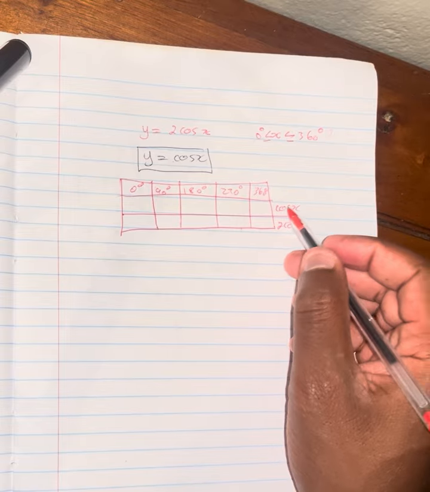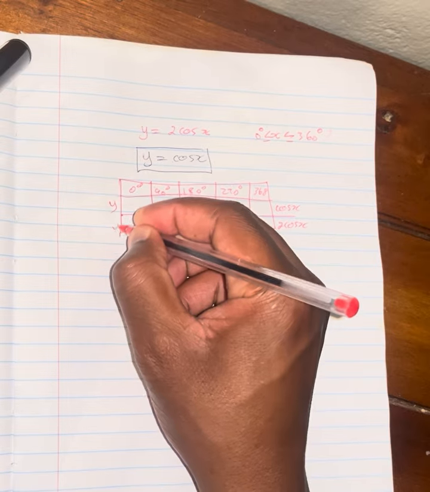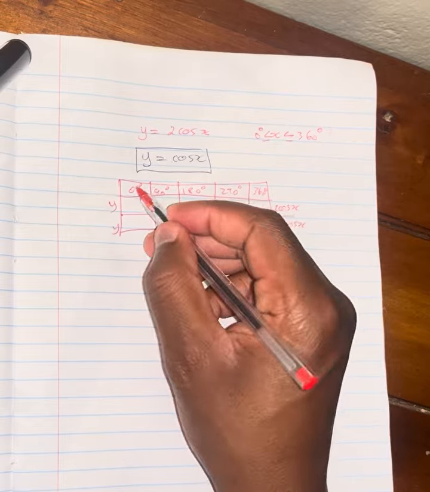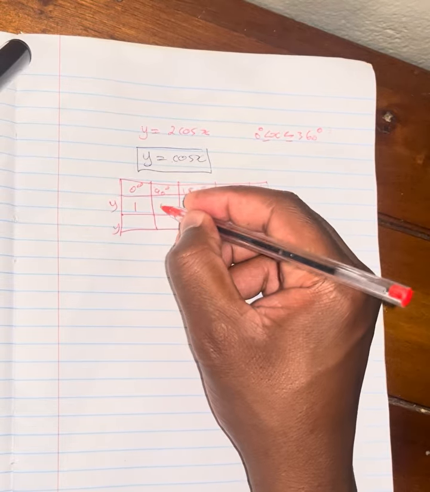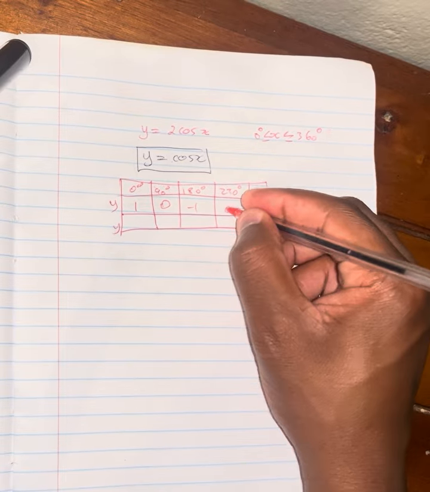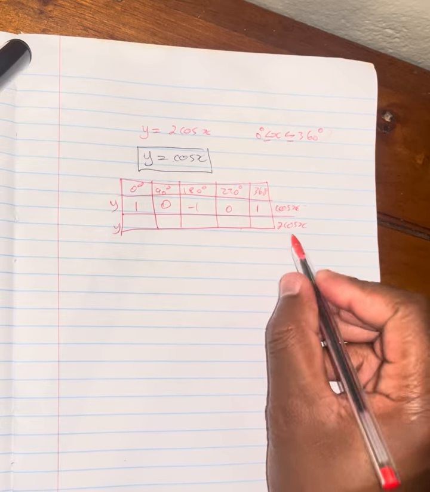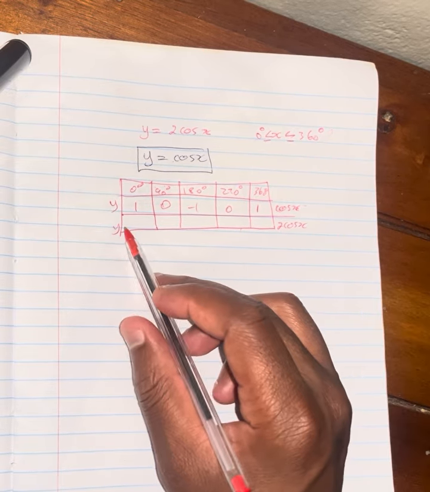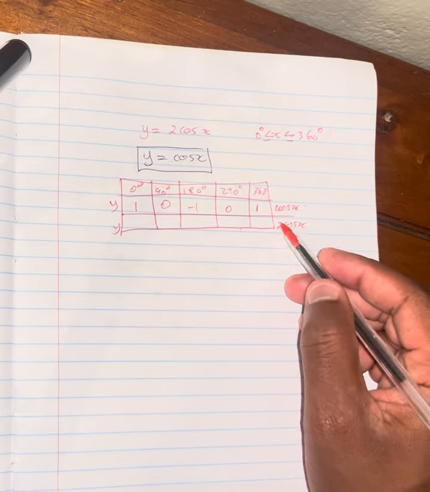The values of y for the mother graph, which is cos x: cos 0 degrees, it's 1. Cos 90 degrees, it's 0. Cos 180 degrees, -1. Cos 270 is 0. Cos 360, it's 1.